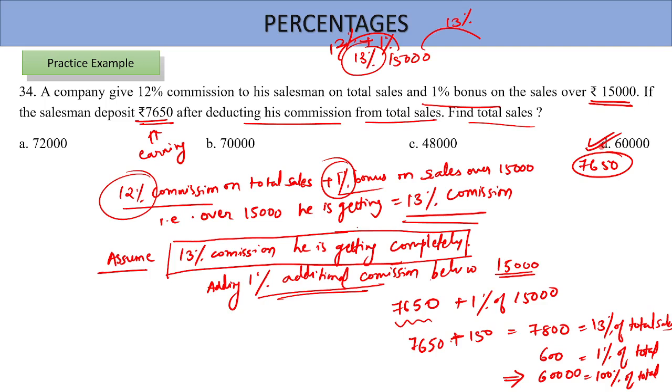I hope you understood the catch over here, that we have assumed 13% completely. So if I am assuming 13% completely, that means I am adding 1% additional below 15,000, which I will also add to his earning, which will now be 7800, which is an effective 13% commission of the total sales. So my total sales is 60,000. A very, very important sum, guys. Please mark it as important. Please revisit this sum if you are not able to understand this properly.